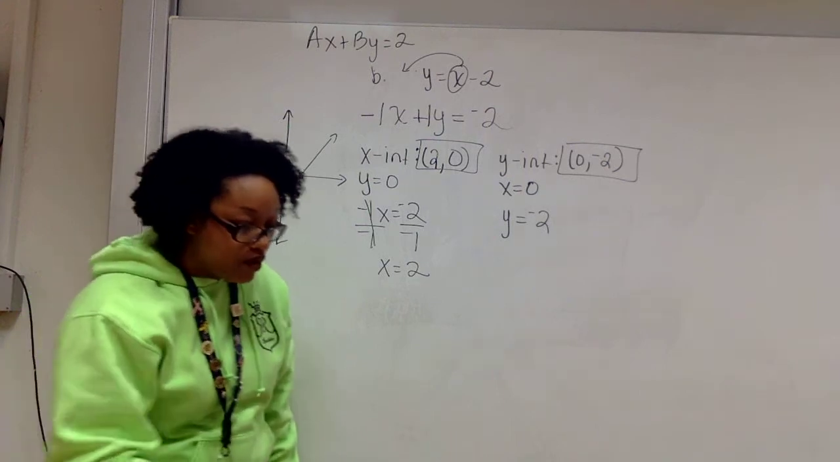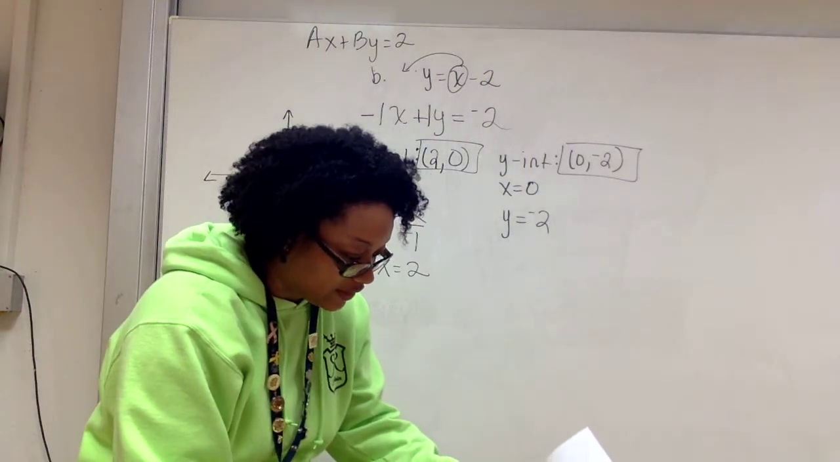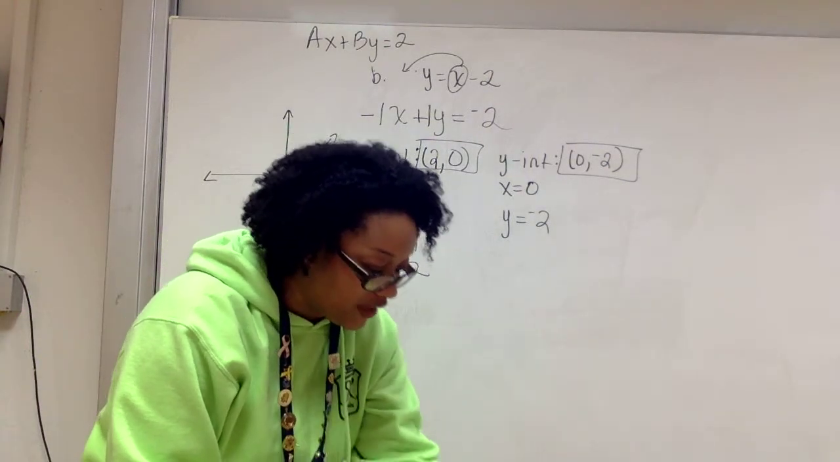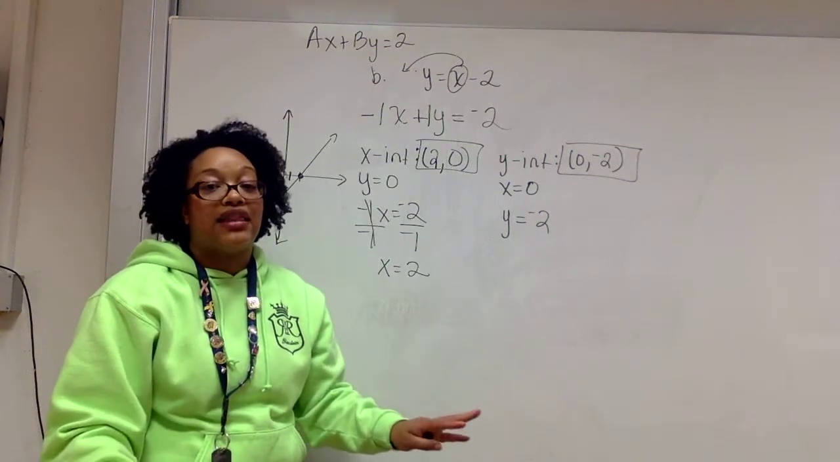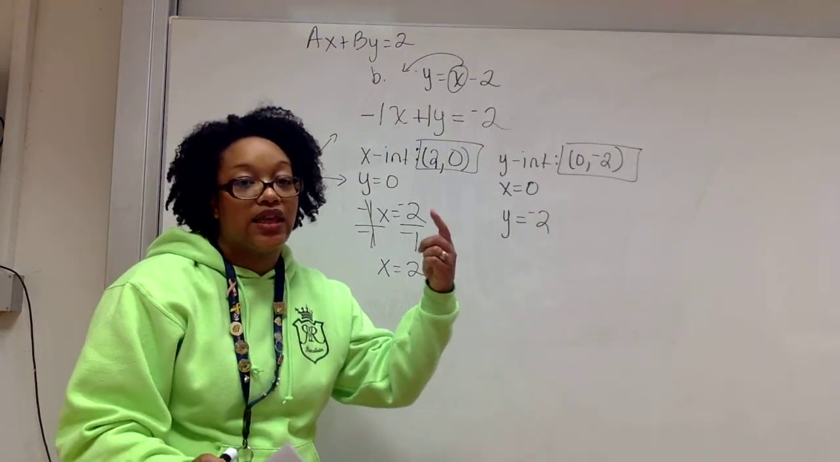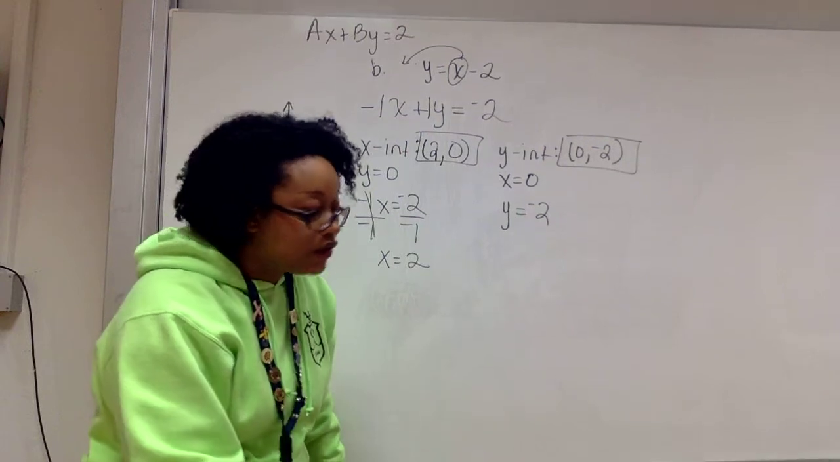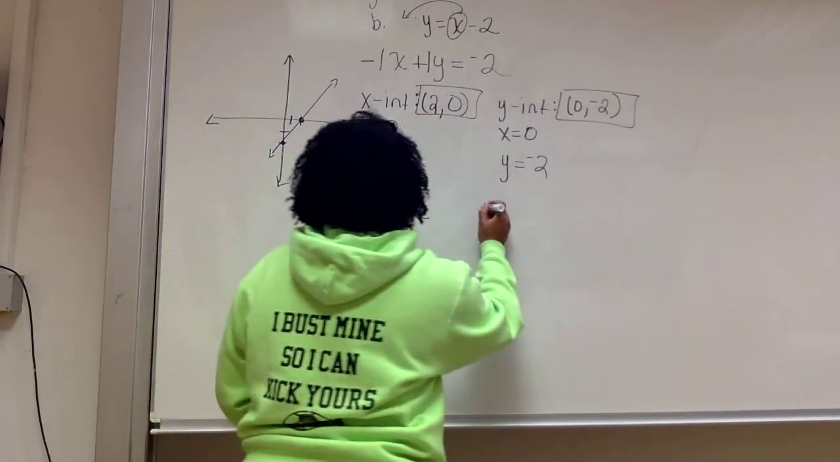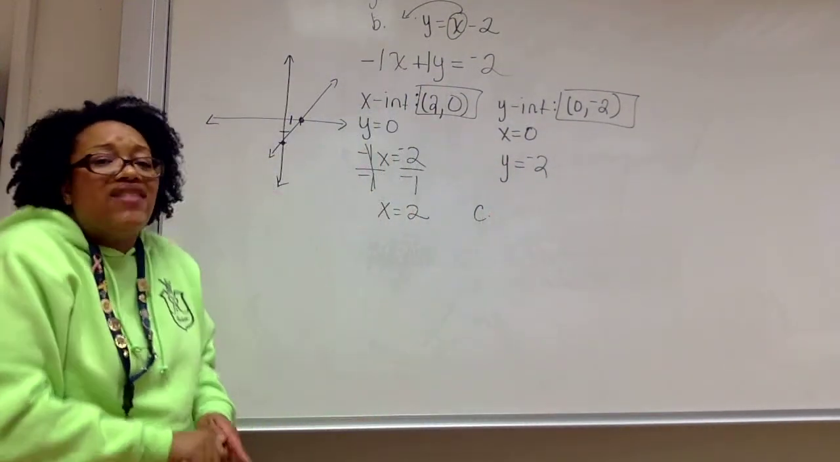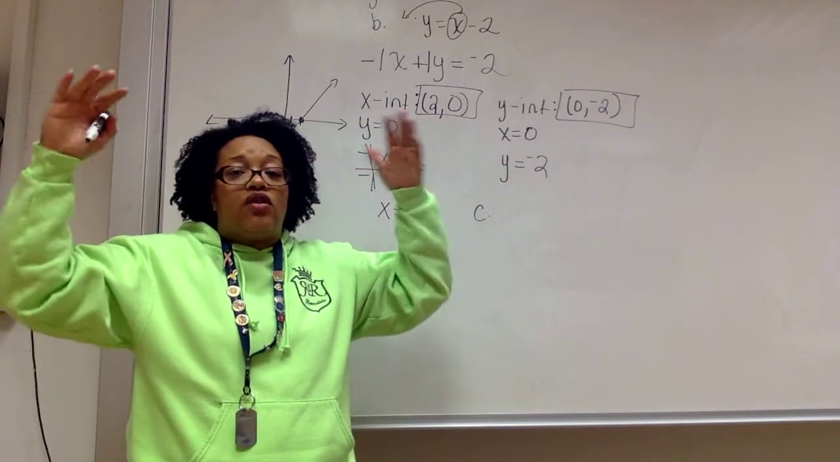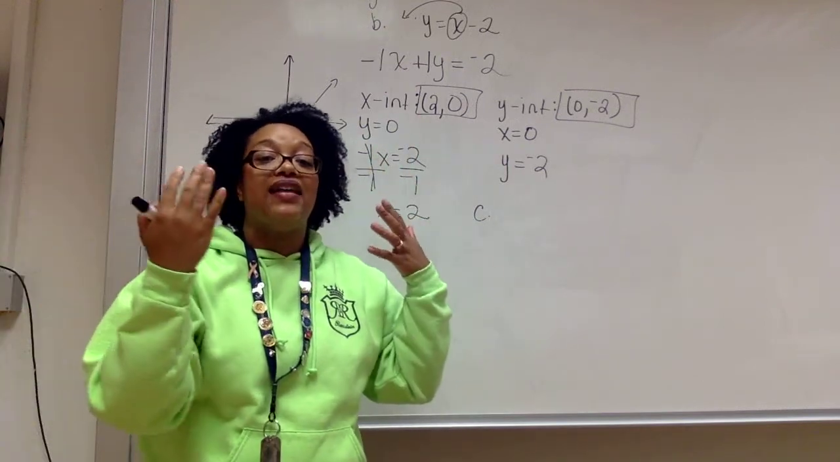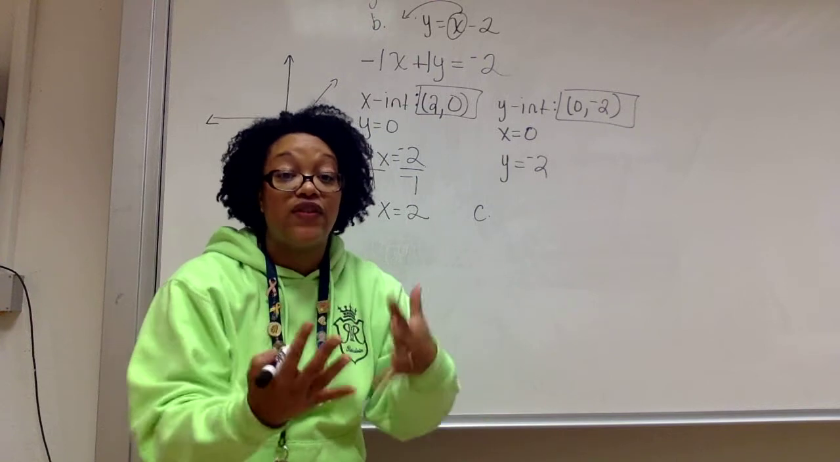Now we've got one more, I believe. Yes, we've got one more. And this one is so easy. Like, I don't know why I didn't make this one like letter A, but I didn't. If you look closely at letter C, they don't give you an equation. They just want you to graph the line that has the intercepts given to you.